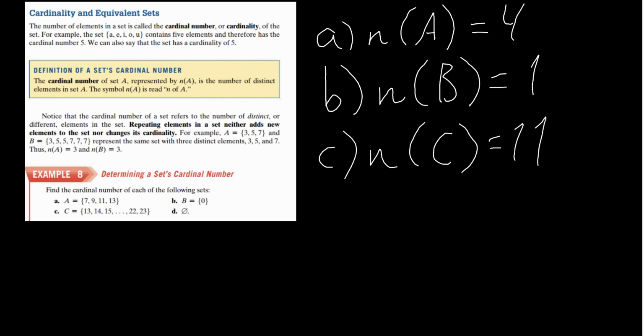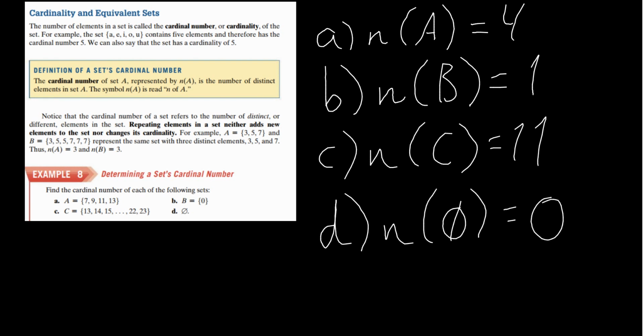And then D, we have the empty set. The empty set contains no elements. There's nothing in it. So what do we call it? We don't call it anything except the empty set. So the cardinality of the empty set is just going to be 0. And that's all you do. All we're doing is just counting distinct elements in a set.